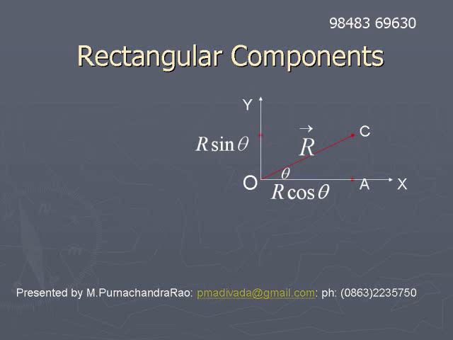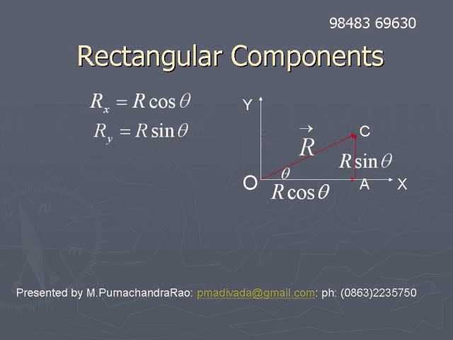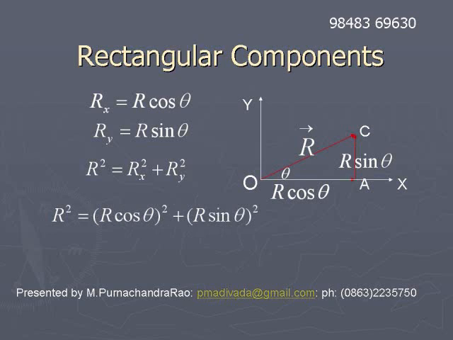The relation between r and its components. Let us take the r cos theta component along the x-axis and r sin theta along the y-axis. Then rx is equal to r cos theta and ry is equal to r sin theta. Then r will be equal to square root of rx square plus ry square. We notice that r cos theta and r sin theta are perpendicular to one another. Hence, OAC is a right angle triangle.